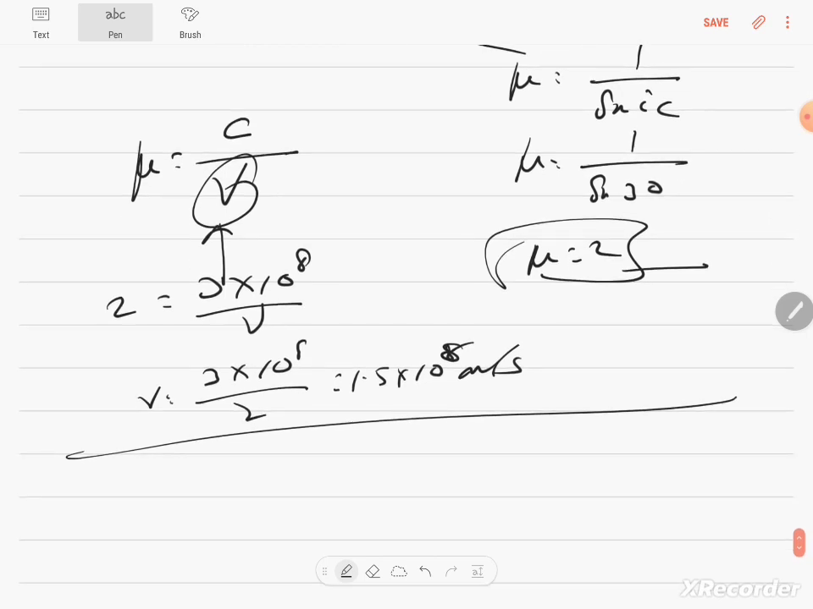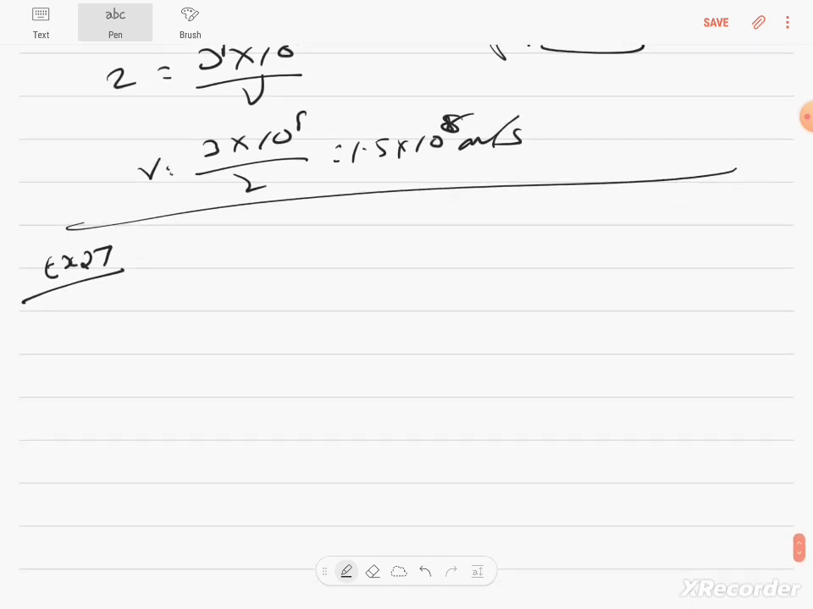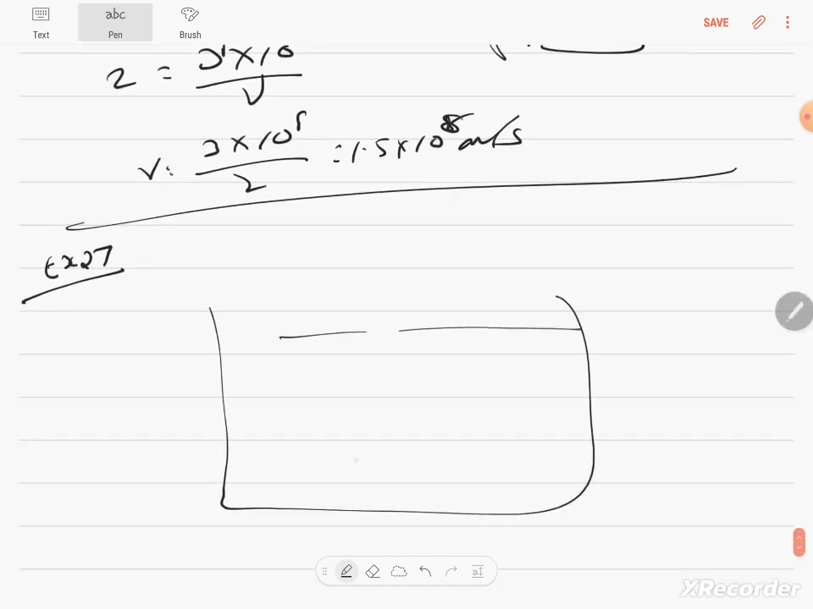Let's go to the next question, example 27. Determine the direction in which the fish under the water sees the setting sun. So there is water, and under it there is a fish. This fish has to see the sun setting.